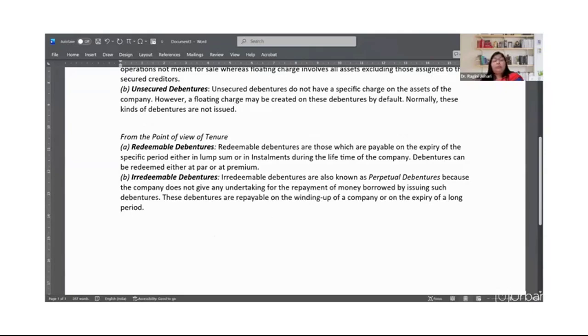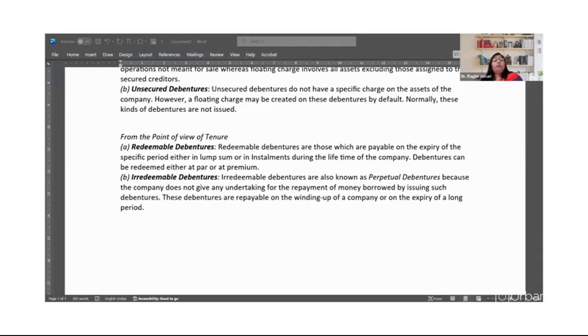Then the second type in this is irredeemable debentures. These are perpetual debentures, because once invested in such debentures, the company does not give any undertaking for the repayment of money. These debentures are repayable only on the winding up of the company or on the expiry of a long period. Usually such debentures are taken by the promoters of the company only.